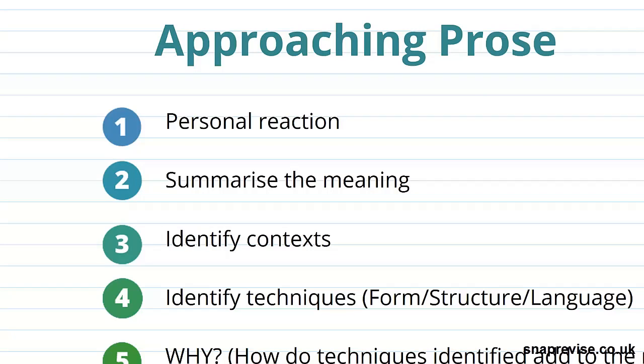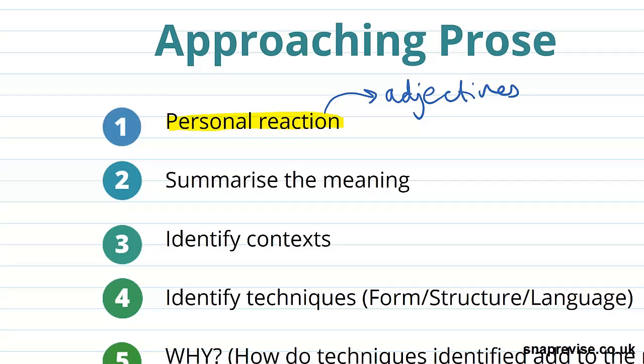Firstly, when approaching prose, we need to make sure that we include all 6 of these steps in every single paragraph we write. We need to include our personal reaction. This is really important to convey passion and interest in what we're talking about. Mainly, we can include our personal reaction just by using adjectives to describe a piece of prose or a certain technique. We could call something exciting or interesting or passionate, etc.